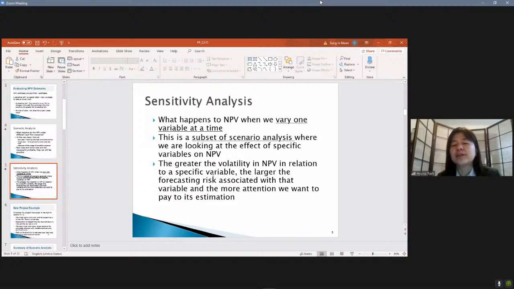The greater the volatility in NPV in relation to a specific variable, for example oil price, the larger the forecasting risk associated with that variable. So that means a positive NPV itself may not be a sufficient condition to accept the project.